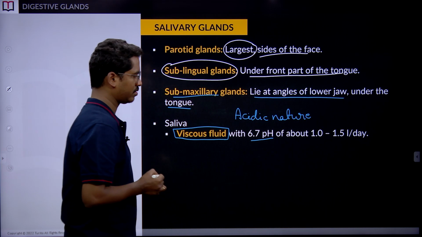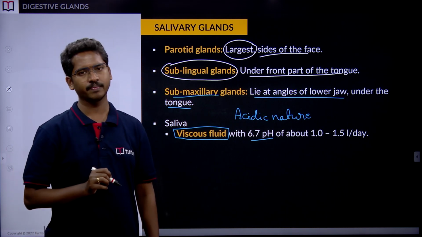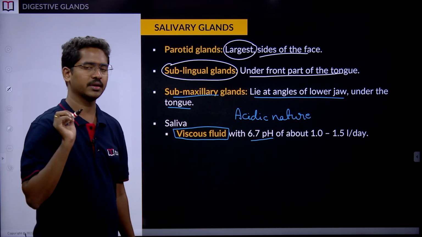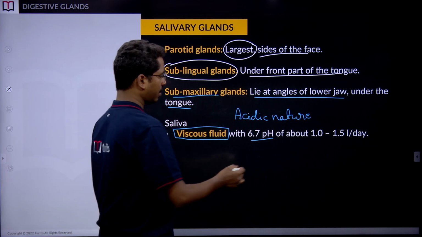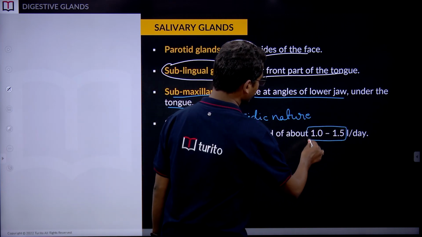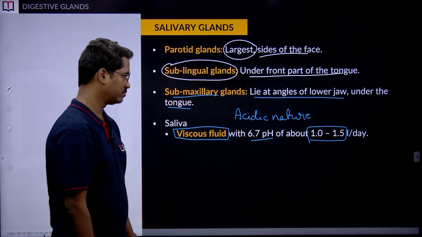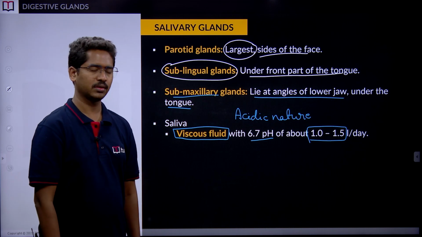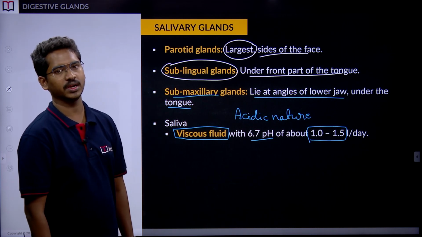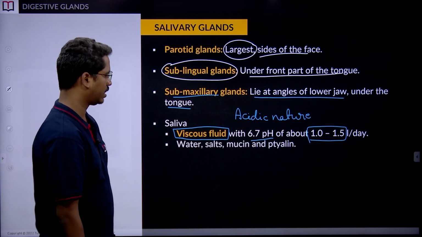So, remember this, 6.7 is just less than the neutral pH, okay. So, it is considered to be acidic, and we release about 1 to 1.5 liters of saliva per day. That is one thing we have to understand, 1 to 1.5 liters of saliva per day, that is what we release, right. Next, what does it contain?